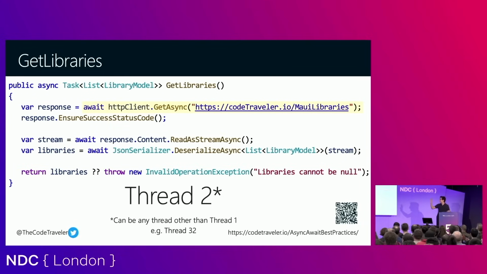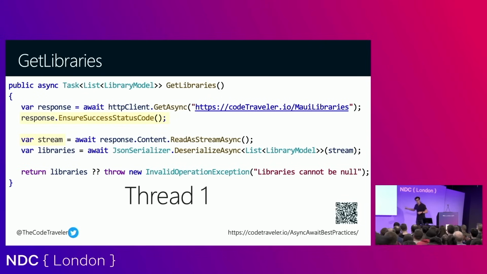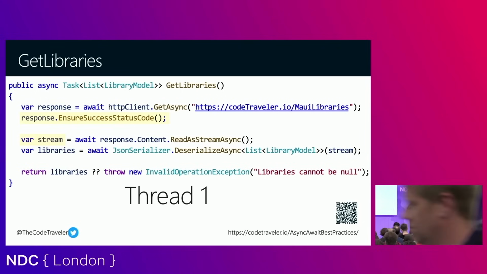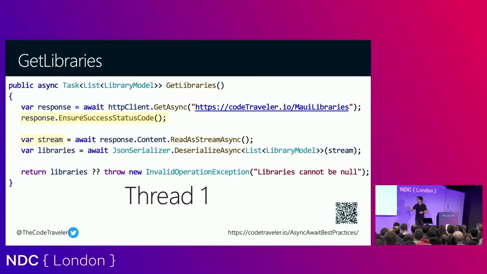So with the await keyword, we're running this on a background thread. Meanwhile, thread 1 is free to interact with the user, respond to the UI, button clicks, all that fun stuff. So when thread 2 is done, it calls back out to thread 1 and says, hey, thread 1, I'm all done, you're back up. So thread 1 jumps back in. Thread 1 runs response.EnsureSuccessStatusCode and initializes the variable stream. And then we hit the await keyword again.